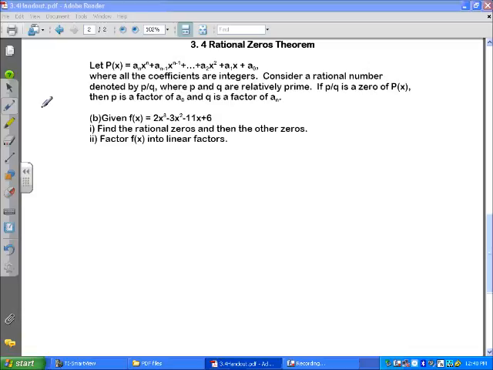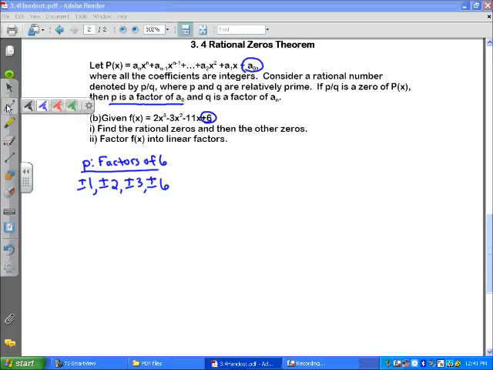If we look at this definition, the rational number P over Q is defined where P and Q are integers, where P is a factor of the constant term, which is 6. So let me list those factors. Think of the numbers that go into 6. That'd be plus or minus 1, plus or minus 2, plus or minus 3, or plus or minus 6. That lists the factors of P.